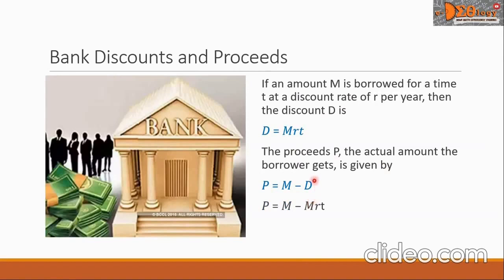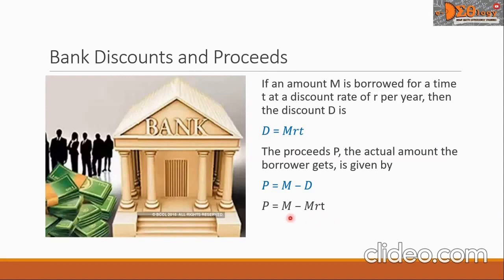Now, we know that D is equal to MRT. We can substitute this product for D. In the next line, we can see that the D is now changed into MRT. So we have this new formula, P equals capital M minus the product capital M times R times T.